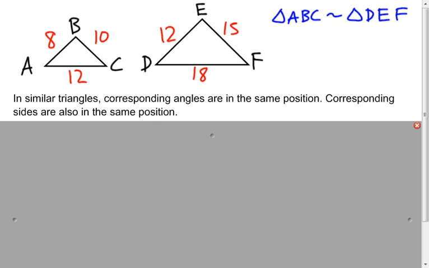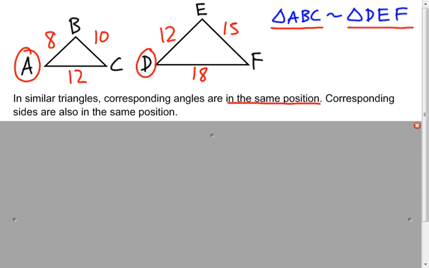These are similar triangles up at the top. We can tell because of their names. Triangle ABC is similar to triangle DEF. I put some numbers in here as well. We'll get to those. In similar triangles, corresponding angles. The word corresponding means that they are in the same position. Corresponding angles are in the same position. So if we look for a second, angle A and angle D are corresponding because if I look at those two pictures, they're in the same place.